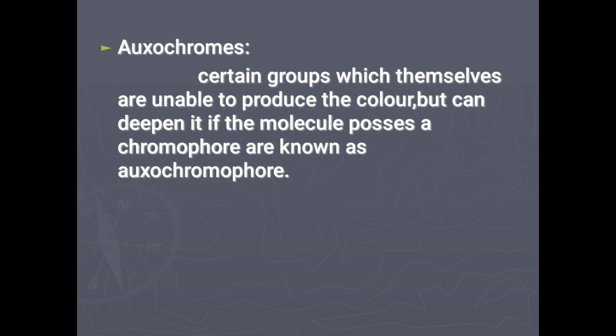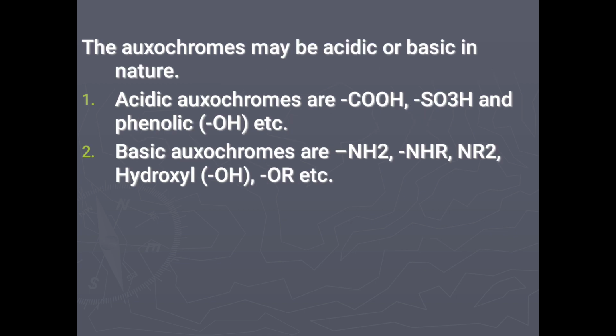Oxochromes are certain groups which themselves are unable to produce color but can deepen it if the molecule possesses a chromophore. They are known as oxochromes. The oxochrome may be acidic or basic in nature. Acidic oxochromes are COOH, SO3H and phenolic groups, etc. Basic oxochromes are amino groups and hydroxyl groups.